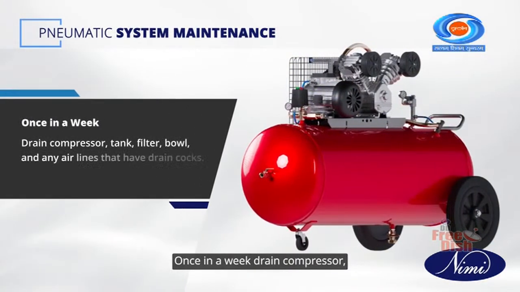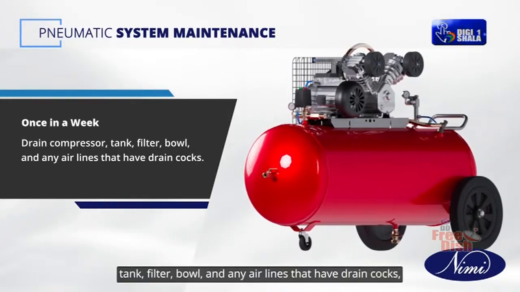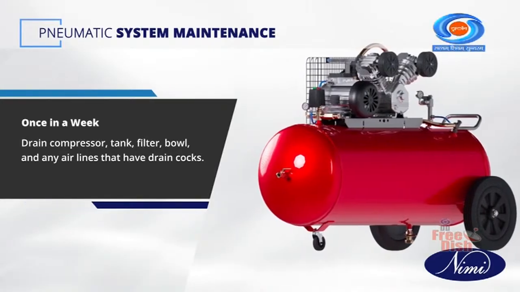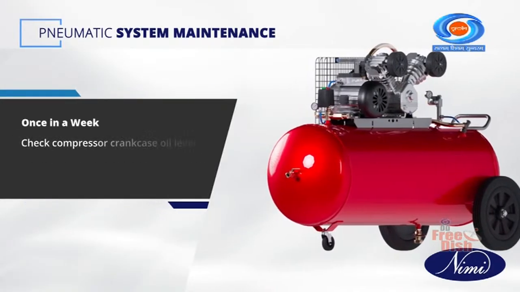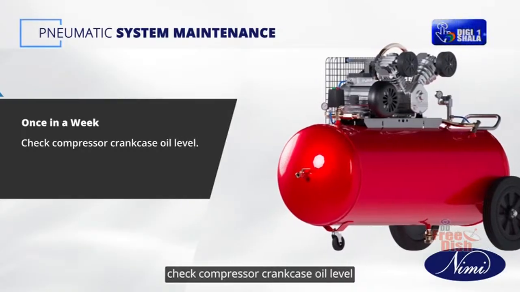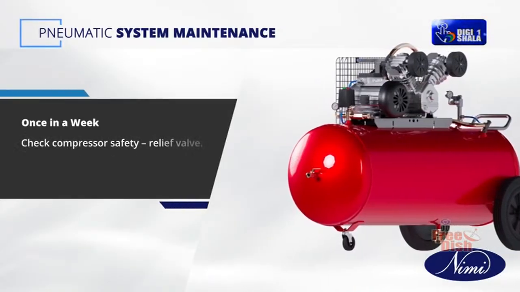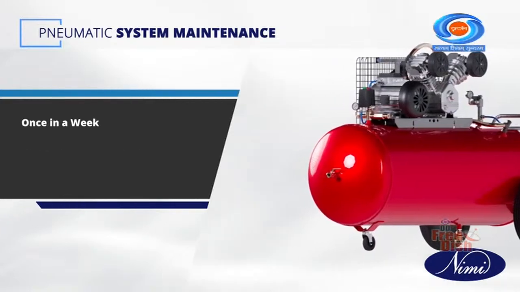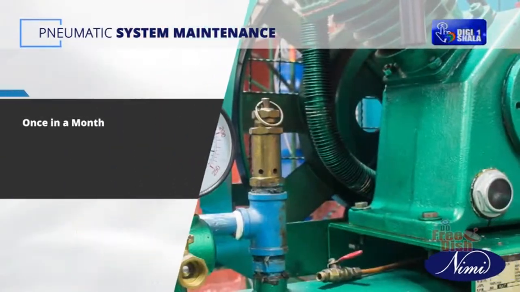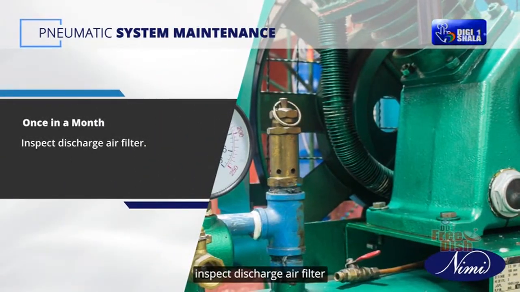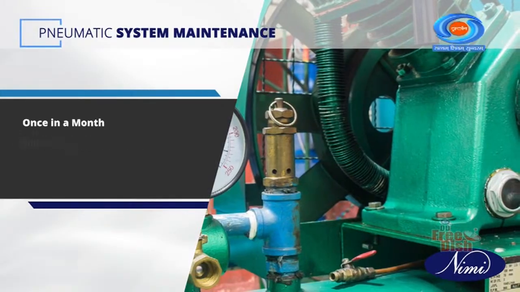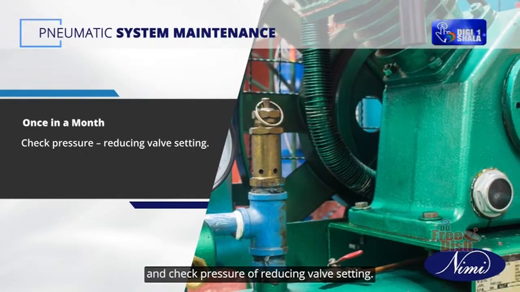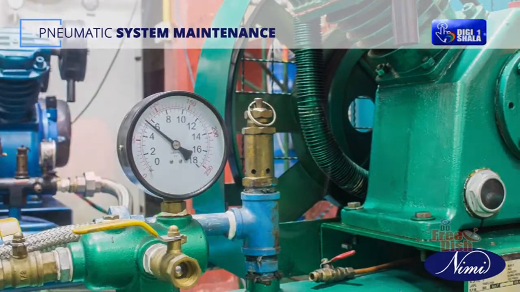Once in a week, drain the compressor, tank, filter bowl and any air lines that have drain cocks. Check the compressor crankcase oil level and the compressor safety relief valve. Once in a month, inspect the discharge air filter and check the pressure of the reducing valve setting.